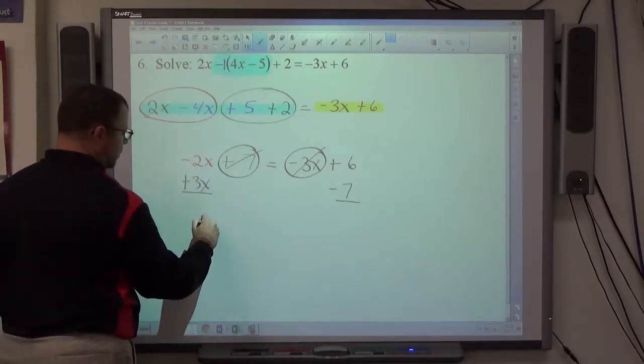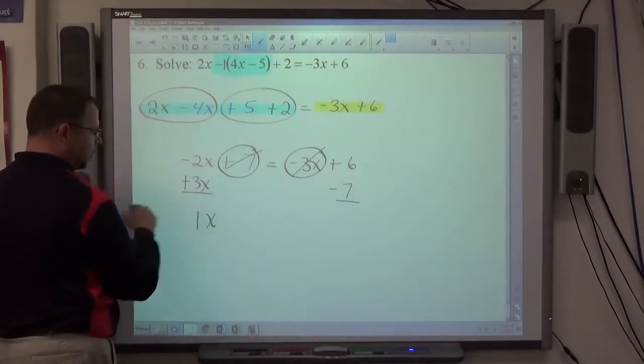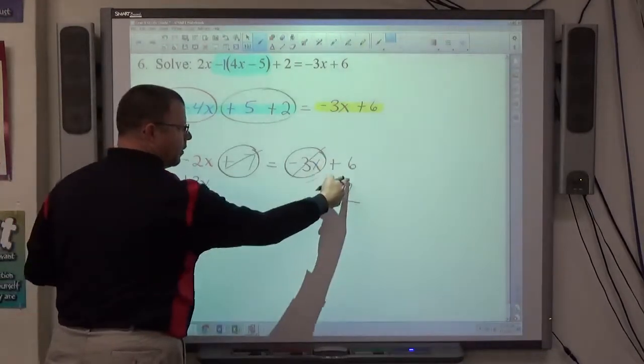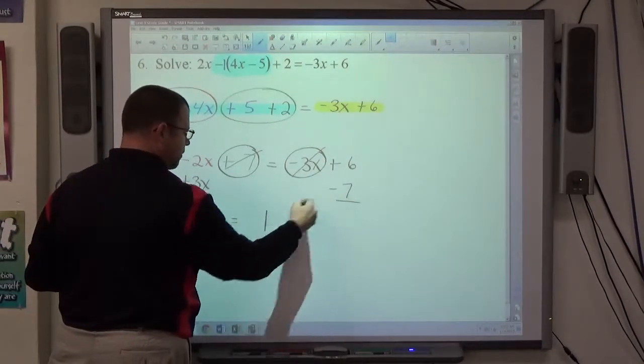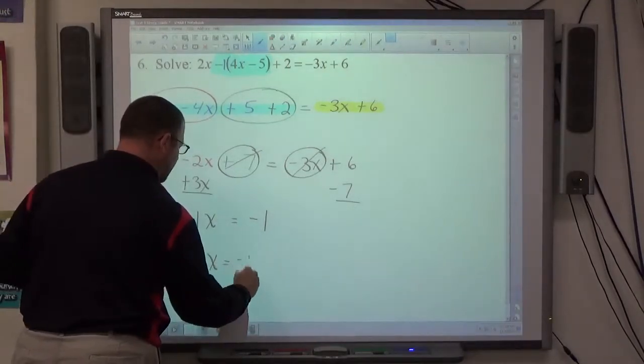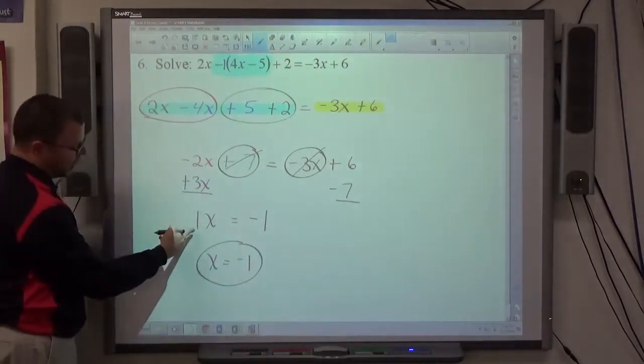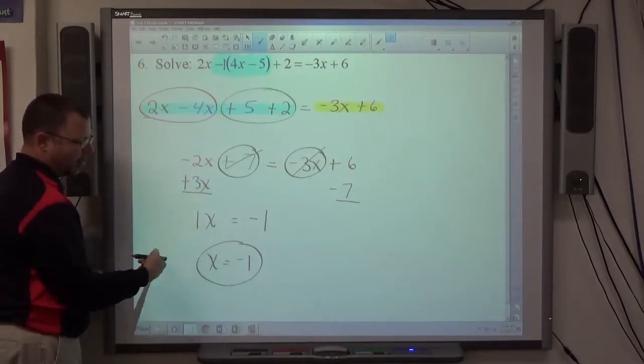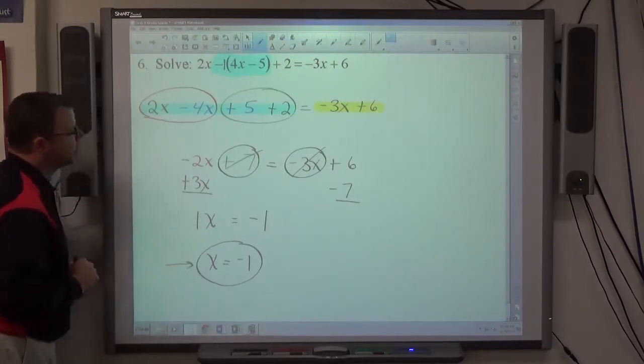These signs are different, so I subtract, so I get 1x. 3 is bigger, so it's positive. These are also opposite signs, so I subtract. 7 is bigger, so it's negative. If 1x equals negative 1, that just means x equals negative 1. The last step would be to divide by the coefficient. Dividing by 1 doesn't do anything, so there's your answer for that problem.